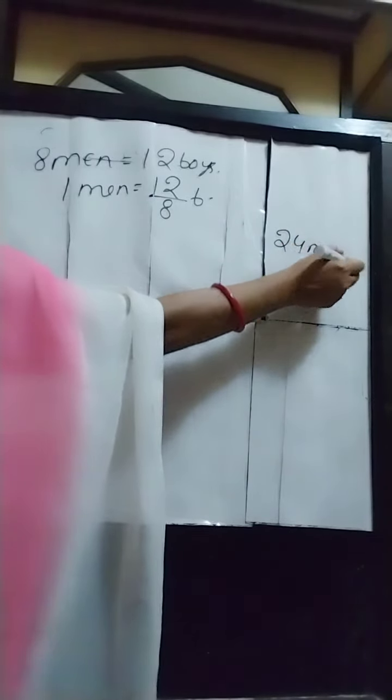It is given that 8 men or 12 boys. So we will do the conversion first. 8 men is equal to 12 boys. So 1 man equals 12 by 8 boys. And the requirement given is 24 men and 12 boys. You have to find the number of days worked by 24 men and 12 boys.